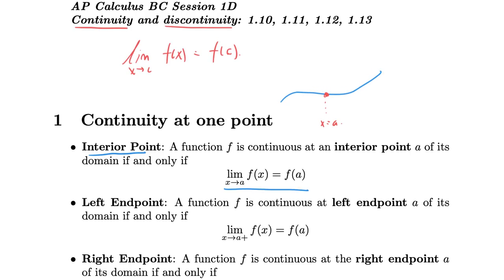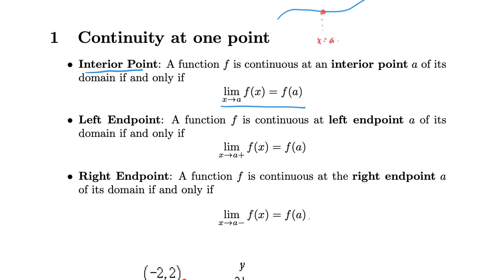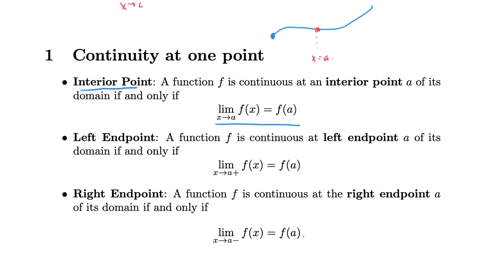Now, we have special definitions for the left and right endpoints. At a left endpoint, we say that this point is continuous if the value agrees with the limit from the right. And for a right endpoint, we say that it is continuous if the value is equal to the limit from the left-hand side.